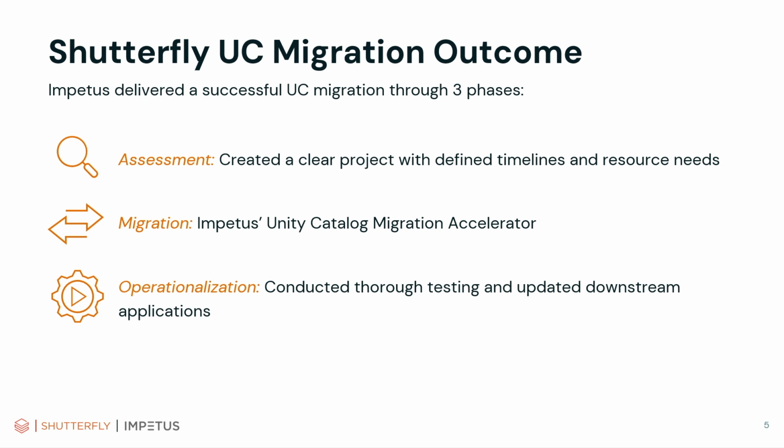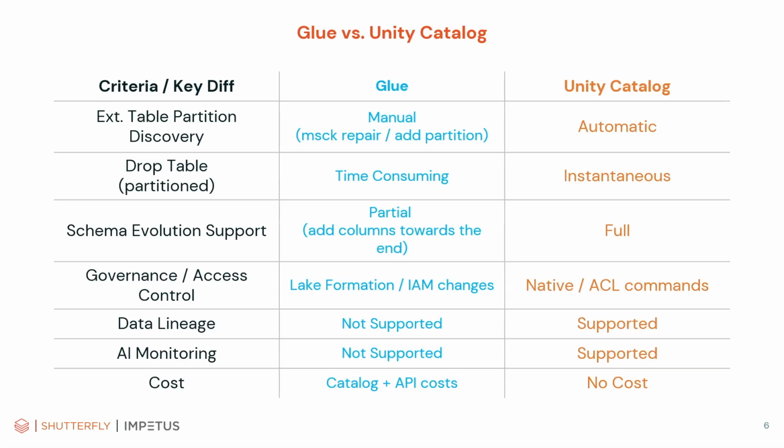The migration itself, which is where Impetus used their Unity Catalog migration accelerator. This was kind of the key differentiator and the main value add, because we were able to compress timelines quite a lot by using the Unity Catalog migration accelerator. And finally, the last phase was making it operational, so conducted thorough testing and updating downstream applications.